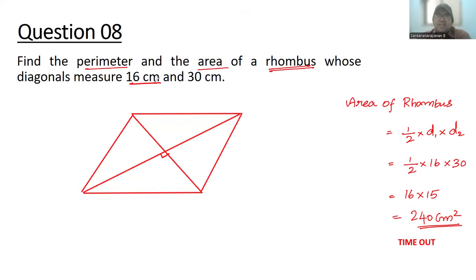So this measurement is 16, so I can say this will be 8 and this will be 8. In the same way, 30, I can say this will be 15 and this also will be 15. You got it? So I can see that there is a right angle triangle here with one side 15, the other side 8.